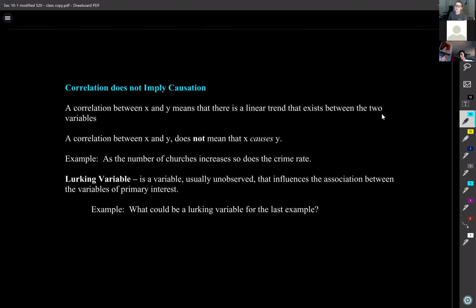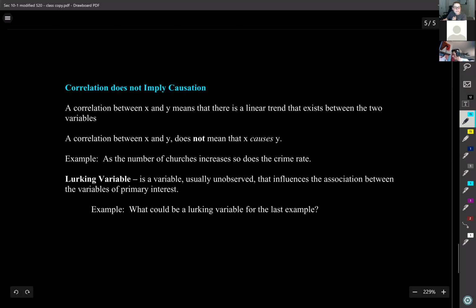So this is a really odd example, but as the number of churches increases, so does the crime rate. Really interesting. I don't know, maybe the church-going people just love to commit crime. But that sounds possibly unlikely. Not sure, but this is what's called a lurking variable. It's a variable that influences the association between two variables. So it's something that's present that's maybe causing these to be correlated, but it doesn't mean that one causes the other. So maybe we say, oh, the number of churches increasing doesn't cause the crime rate to increase, but maybe the population is increasing and both of them are increasing at the same time. Maybe it does, maybe it doesn't. It's just kind of a funny example.